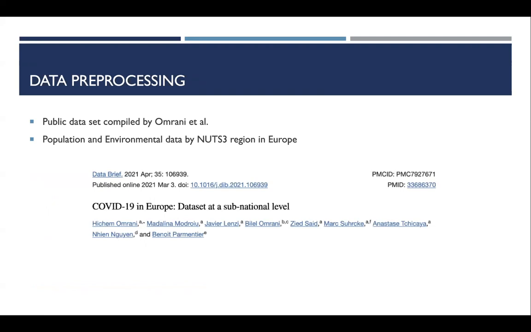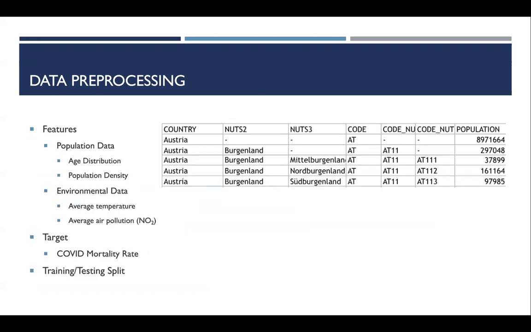For our data preprocessing step, we acquired a publicly available data set compiled by Omrani et al. in their study on COVID-19 data in Europe, where they gathered population and environmental data by NUTS 3 regions in Europe, which are municipal and local regions. Then, looking at this data, we filtered which features we would be able to use and categorized them into population data and environmental data. Some examples of population data features are age distribution and population density, whereas for environmental data, we had average temperature and average air pollution.